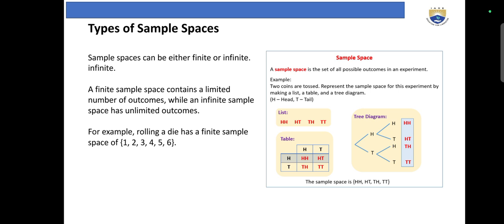Suppose two coins are tossed, and one shows head and another shows tail. Suppose the list of outcomes is head, tail. We can't decide how it will be head or tail; it is decided by the coin. Sample space can be finite or infinite. It will be tossed and head becomes head, tail becomes tail. We can draw a tree diagram for the experiment by making a list, a table, and a tree diagram.